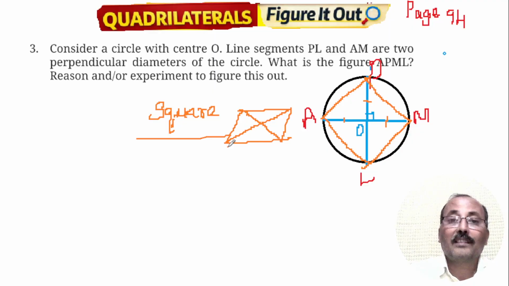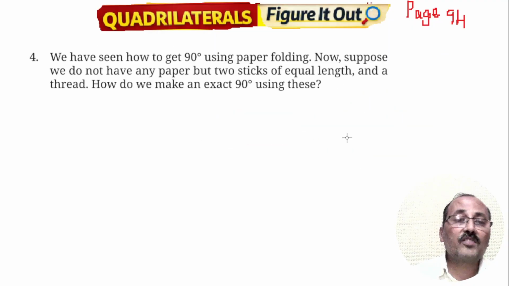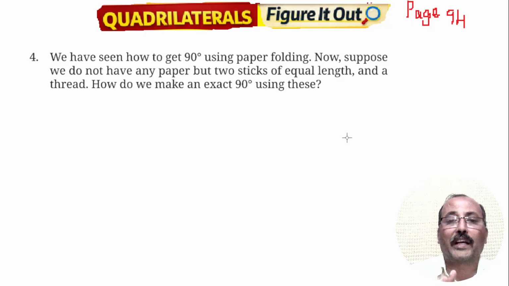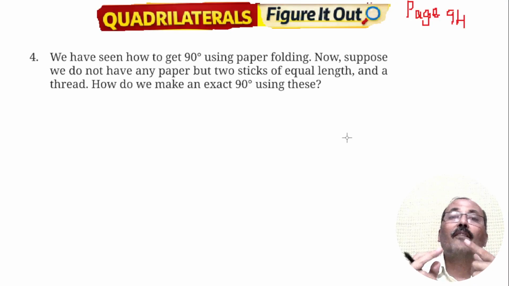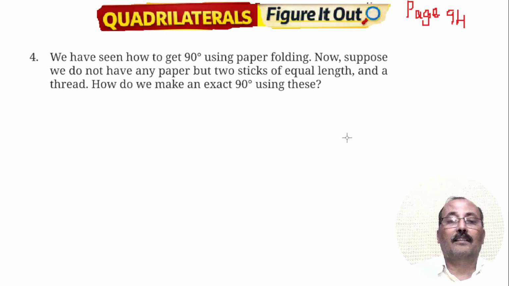Okay, let us go to the next question. We have seen how to get 90 degrees using paper folding. If you fold the paper once and then twice, the middle will get 2 lines that will be perpendicular. Now suppose we do not have any paper but 2 sticks of equal length, very important, and a thread, that's all, they gave a thread. How do we make an exact 90 degrees?